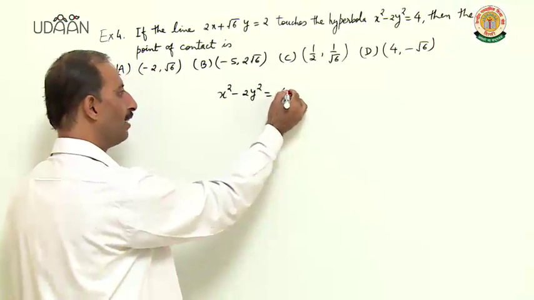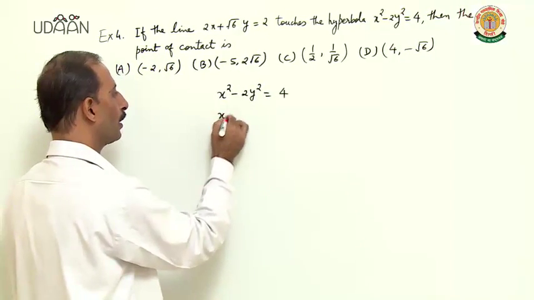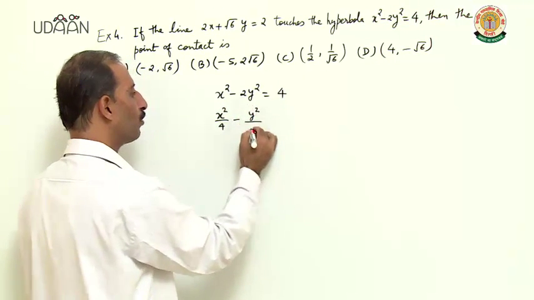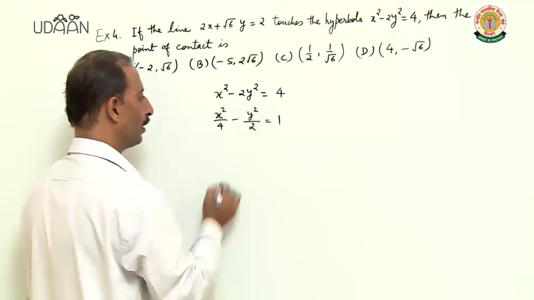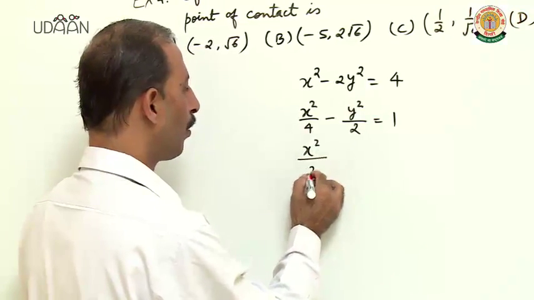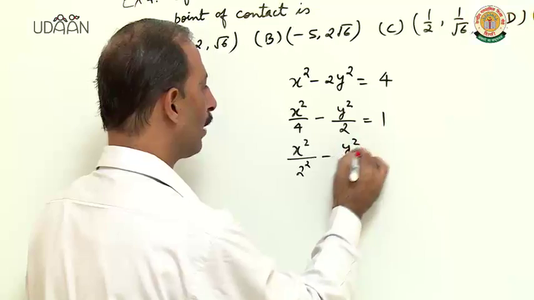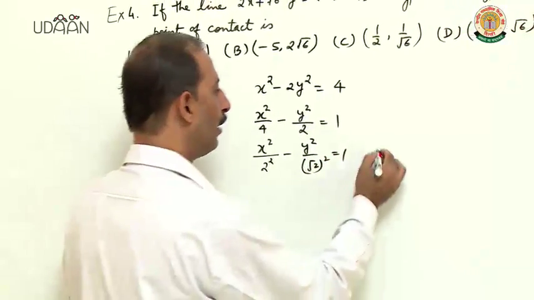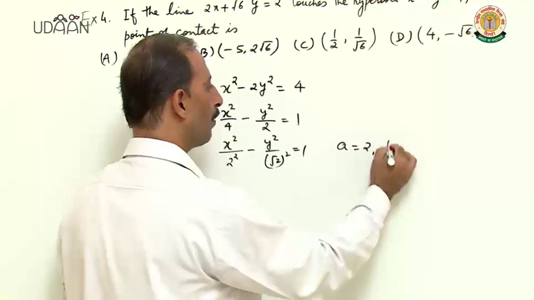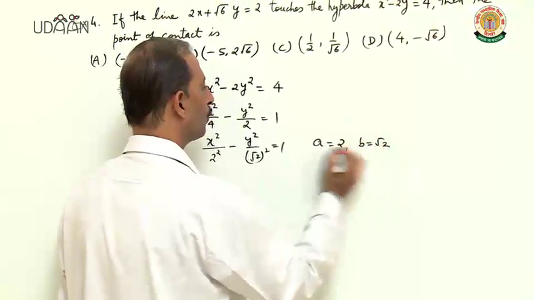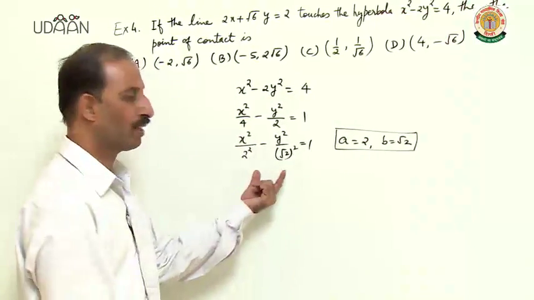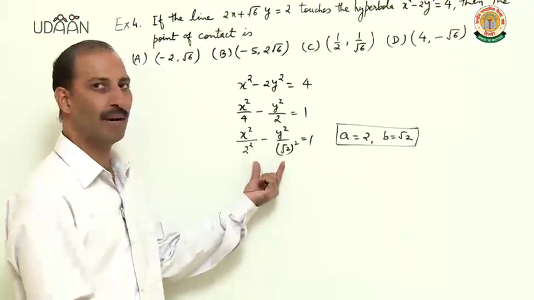So if you divide the whole equation by 4, it becomes x square upon 4 minus 2y square upon 4. We can write it this way: x square upon 2 square minus y square upon root 2 whole square is equal to 1. So the value of a is 2 and the value of b is root 2. That is the value of a and b you will get from the standard form of the equation of hyperbola.